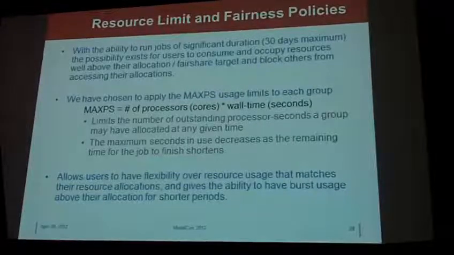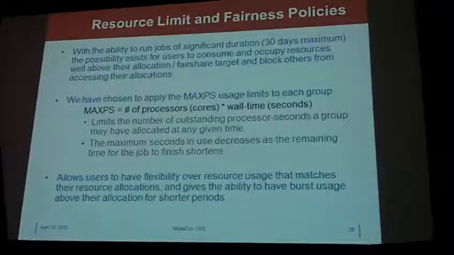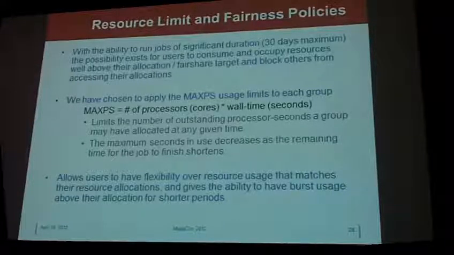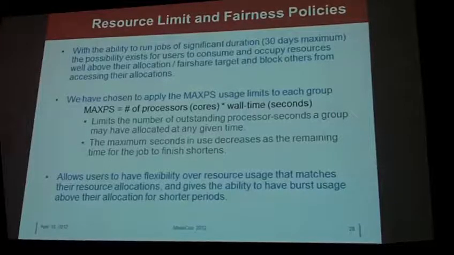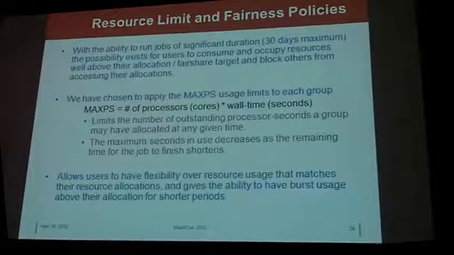We have, as I mentioned already, the ability to let users run for very extended periods, sometimes up to 30 days. But that can sometimes lead to situations where users submitting their jobs to the queue, if we don't have hard limits that cap them at their allocation, can end up blocking resources from other users, and the person being blocked is obviously very unhappy. So we've used the max PS parameter to define the envelope of time that they're allowed to work with. Through that, we can limit the number of outstanding processor seconds that can actually be used by a group at any given time.